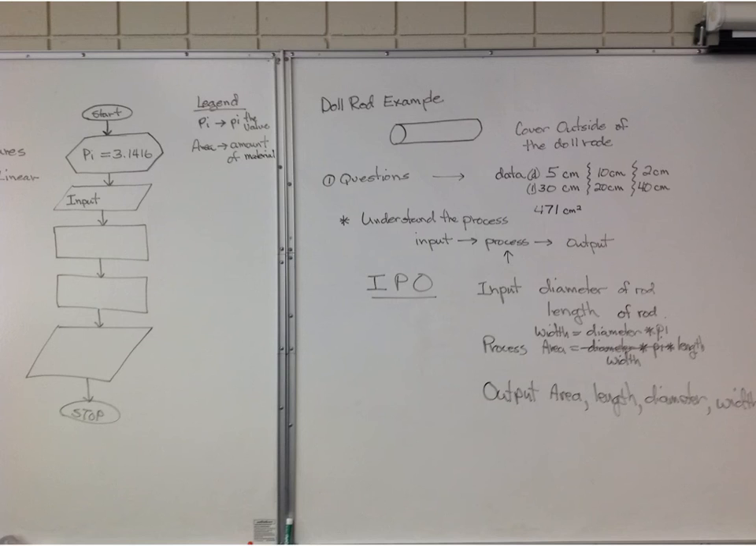Okay, so then here we did an example. I call it the dowel rod example. It's one that's in the code. The final code is in with the documentation for this module. But we talked about covering the outside of a dowel rod. And what we're doing, we're talking about just covering this outside and not the ends.